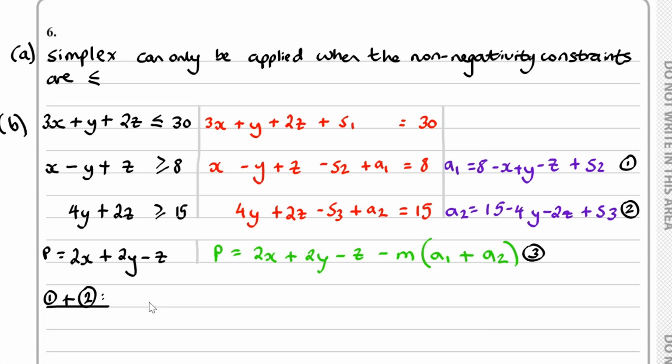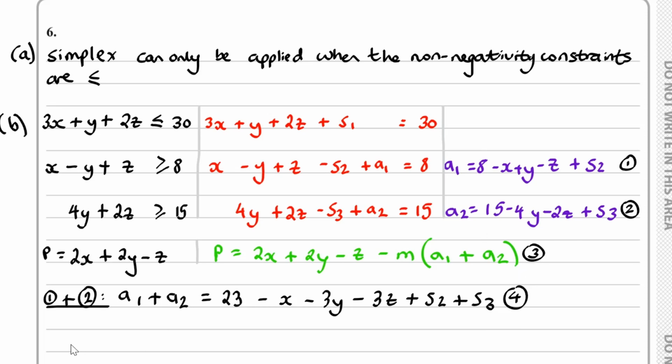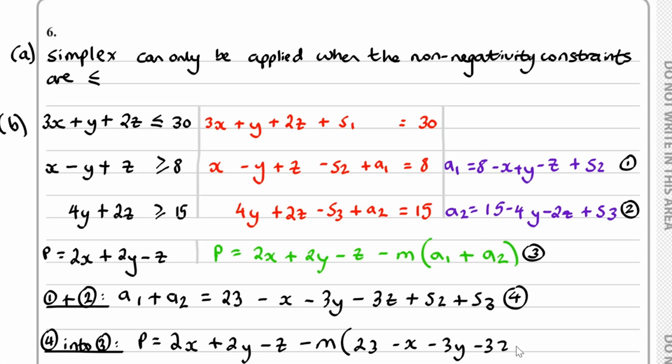So with that, if we add equation 1 and equation 2 together, we see that a1 plus a2 is equal to 23 minus x minus 3y minus 3z plus s2 plus s3. We'll call this equation 4. And now if we substitute in equation 4 into equation 3, we have the following. We have p equals 2x plus 2y minus z minus m lots of 23 minus x minus 3y minus 3z plus s2 plus s3.